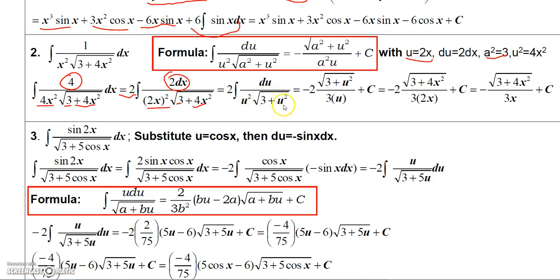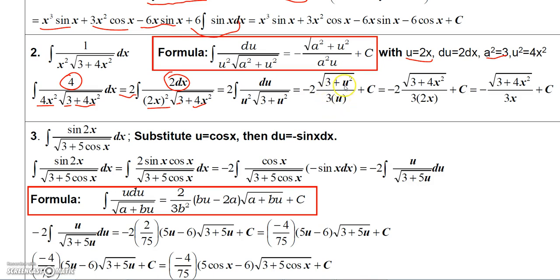And the formula says that that's actually equal to minus, now the 2 here is there because I had a 2 that has to be carried along. And then I have the square root of a squared plus u squared. A squared is 3. And then I'm going to go ahead and put u squared here, and I'll switch it out in a minute. And then on the bottom, I have a squared u. Remember, a squared is 3, so I put 3 there, and then u.